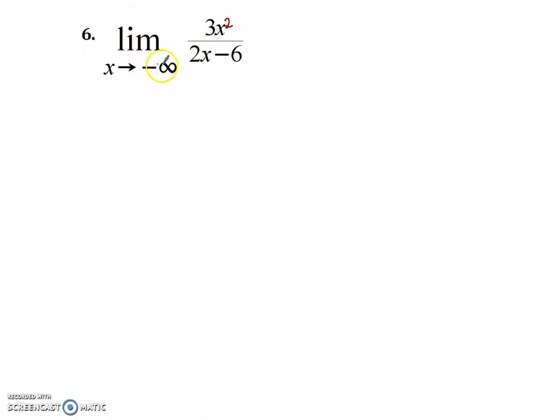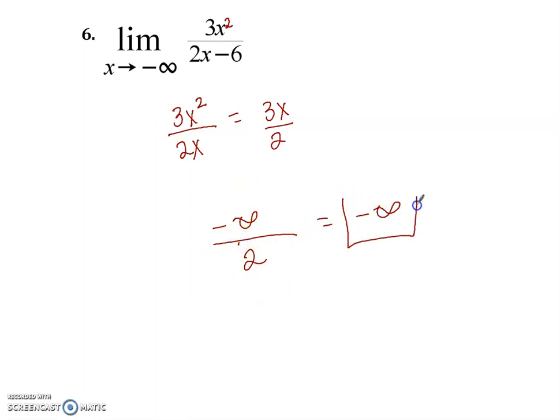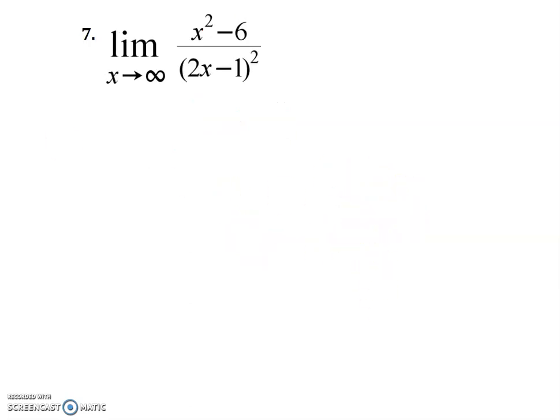So on this one, we've got the limit as x approaches negative infinity. Again, I'm just going to look at my highest degree term. So that's just a 3x squared and a 2x. You're always going to simplify. Then since I have an x left, I have to think about what happens as I approach negative infinity. So 3 times a really big negative number is just going to be a really big negative number. So we're going to have negative infinity divided by 2, which is just going to still be a really big negative number. So this limit will end up being negative infinity.